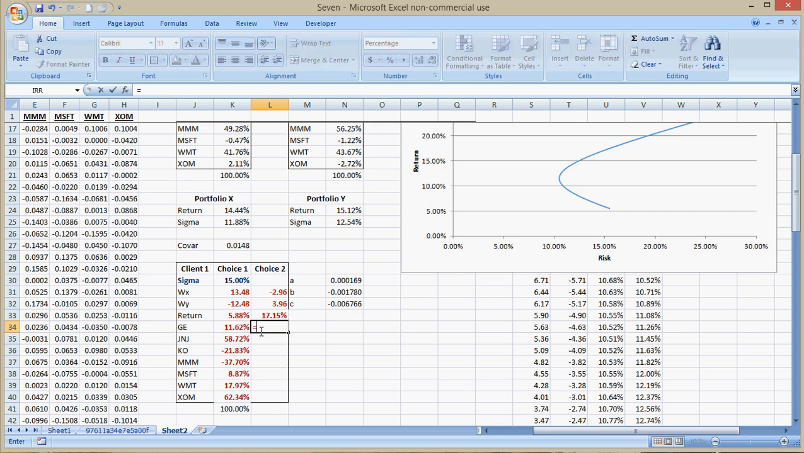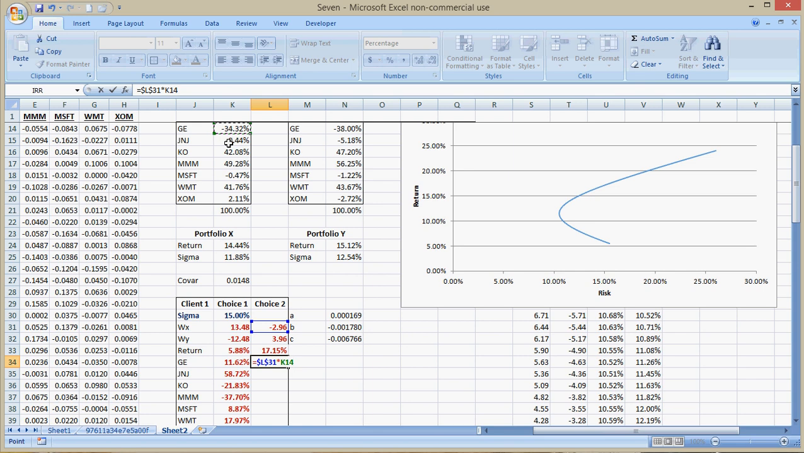I might do it like this, equal to this weight, the weight of X. So my portfolio that I want to use, actually portfolio Y, portfolio Y is what I want to use, and, well, I'm sorry, not portfolio Y, choice 2. Choice 2 is the choice I want to use, and it is minus 2.96 in X times GE is minus 0.34 in X, plus this amount in Y times that amount in GE.